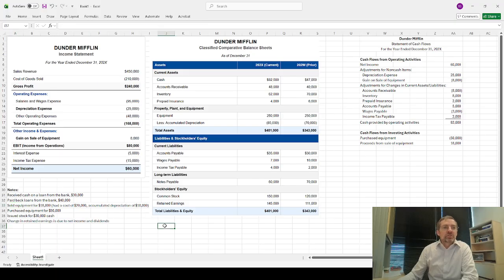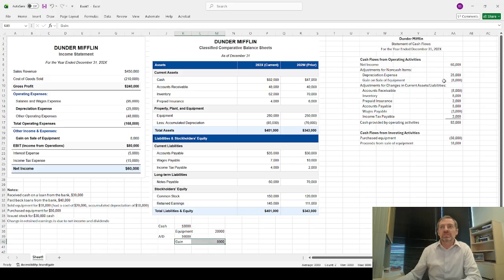If you were doing a journal entry, we would say we got cash of 18,000. We have to get rid of the equipment, which originally cost us 20,000. We have to get rid of the associated accumulated depreciation, which was 10,000. And that leaves us with a gain of $8,000. And that gain showed up on the income statement. So just be careful here.